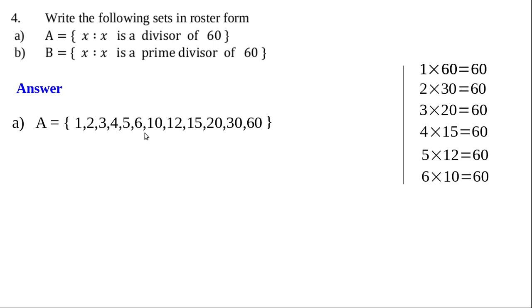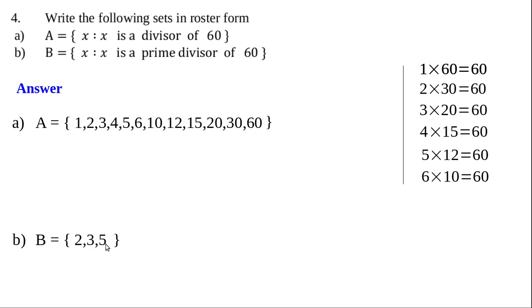Okay. What about 4, 6, 10, 12, etc.? These are composite numbers. They are not prime. They have more than 2 factors. Therefore, the answer to question B is the set {2, 3, 5}. This is the set of x such that x is a prime divisor of 60. These are the prime divisors of 60.